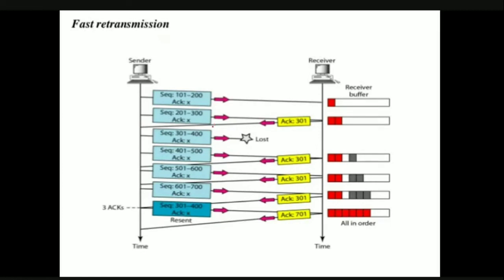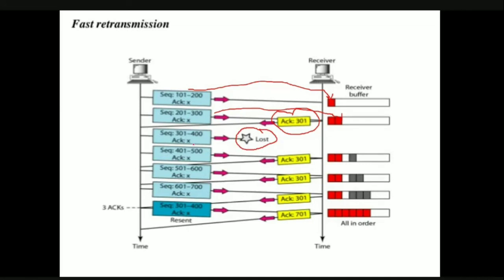If you see here, the sender has sent the information from 101 to 200, the receiver buffer is filled like this, and 201 to 300 it is filled like this. Now the receiver has sent the cumulative acknowledgement 301, that is, it received up to 300. Now it is expecting 301. So now the sender has sent 301 to 400, but this is also lost in between.